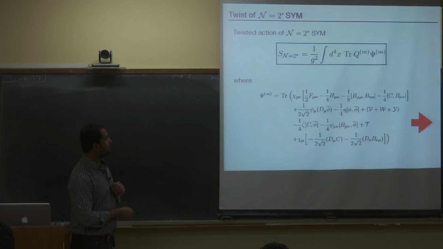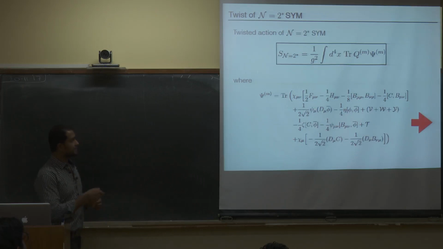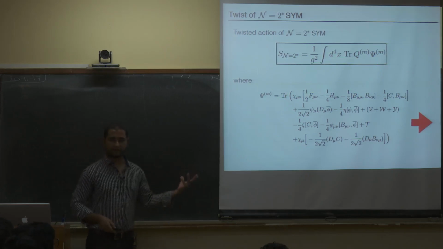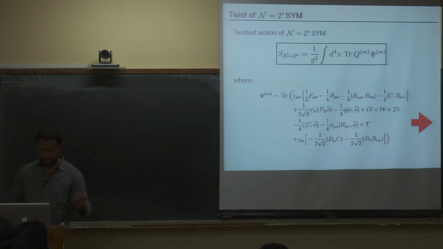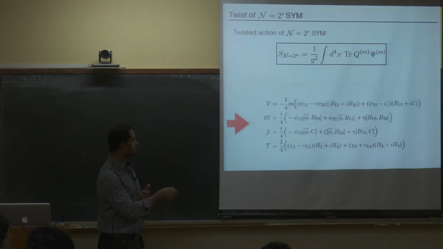Once we have that, we can write the action of this N equals 2 star theory in Q exact form. When we say Q exact, we get the action from Q acting on something, a functional of the fields, and that functional is this. This is called the gauge fermion in the terminology. Once Q acts on the gauge fermion, we get the full action. There are some functionals appearing, and they take this particular form.